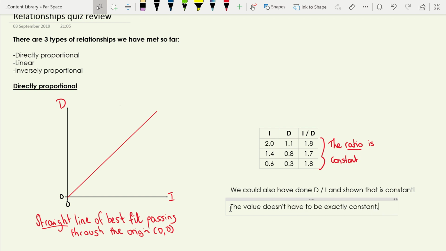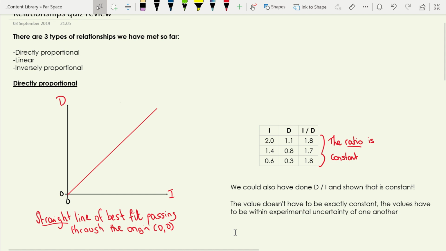So the value doesn't have to be exactly constant. They just have to be within experimental uncertainty. So when we're doing experiments, the values that we measure are never exact. So this 2.0 in the table, it could realistically be 2.1. It could be as low as 1.9. We've got some uncertainty about that value. So we're not expecting to get exactly the same values here, but we're expecting them to be close to one another. So they are within experimental uncertainty.